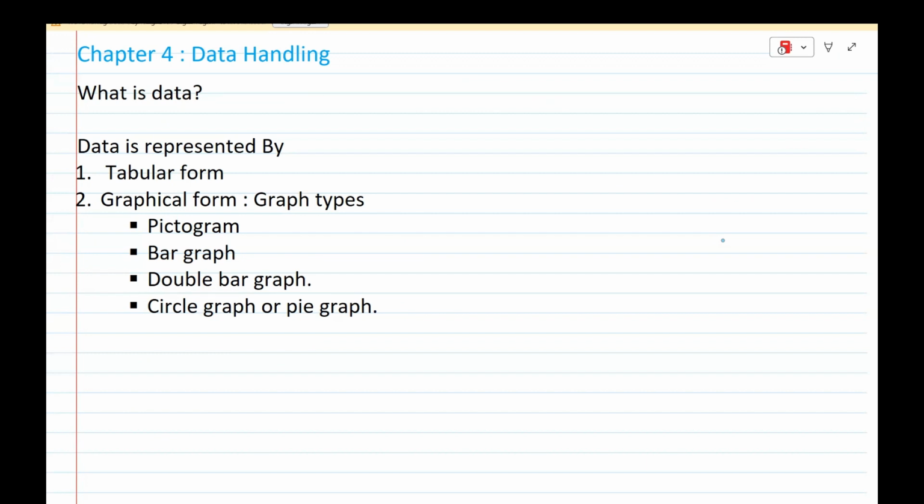So data handling. Let's see this word. What is data? Data means any information which you gather related to any particular topic which we are going to study or consider for some analysis.